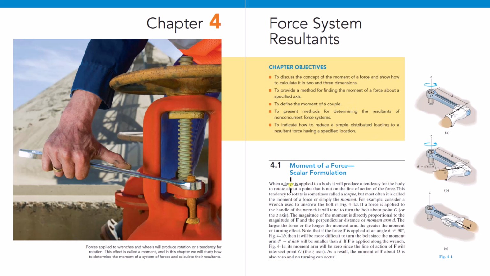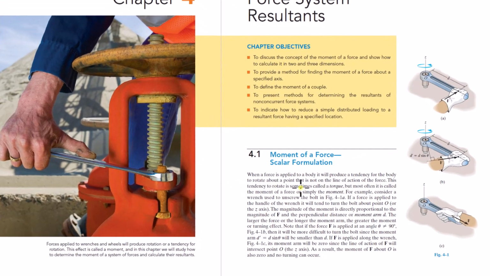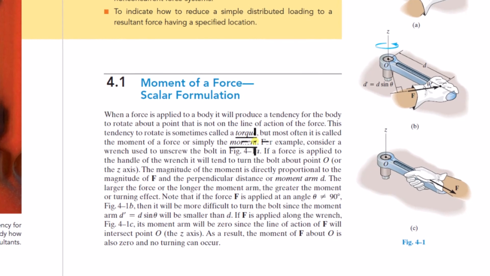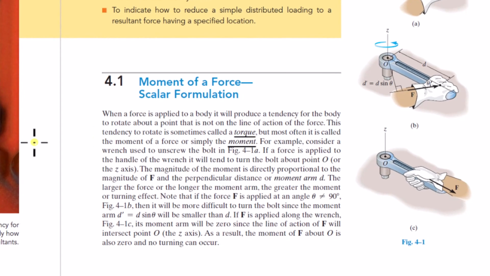Okay, so as I mentioned in the previous two videos, we talked about the idea of what is a moment and what is the precise definition of a moment. Like how do you calculate a moment? And so a moment of a force, or torque, that means the same thing, is the tendency of a force to cause rotation. That's the general definition. Now, more specifically, the tendency of a force to cause rotation about a point.